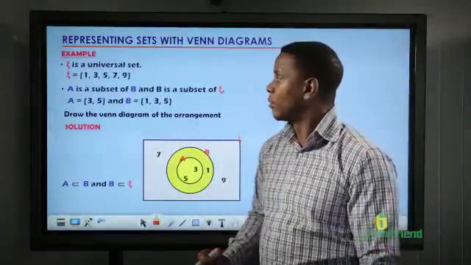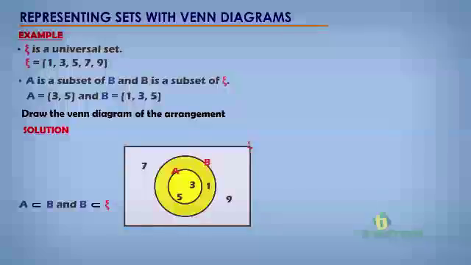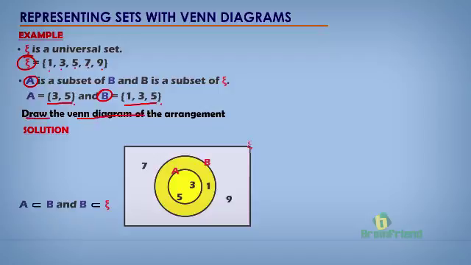Let's take a look at another example. If we have the universal set that has elements 1, 3, 5, 7, and 9, and A is given as the set that has elements 3 and 5, while B is the set of elements 1, 3, and 5. We've been asked to draw the Venn diagram of the arrangement. First, we'll draw our rectangle to depict the universal set. And within the borders of the universal set, we'll draw our member sets A and B.